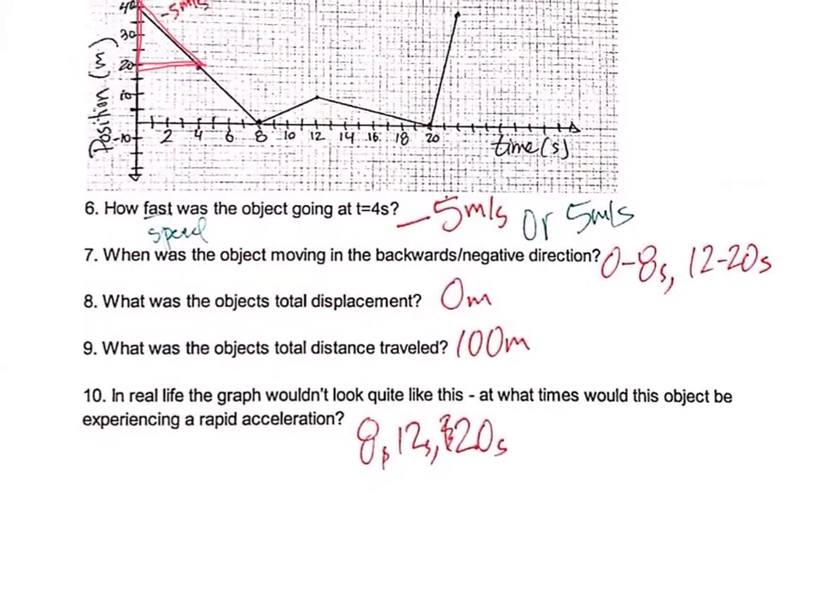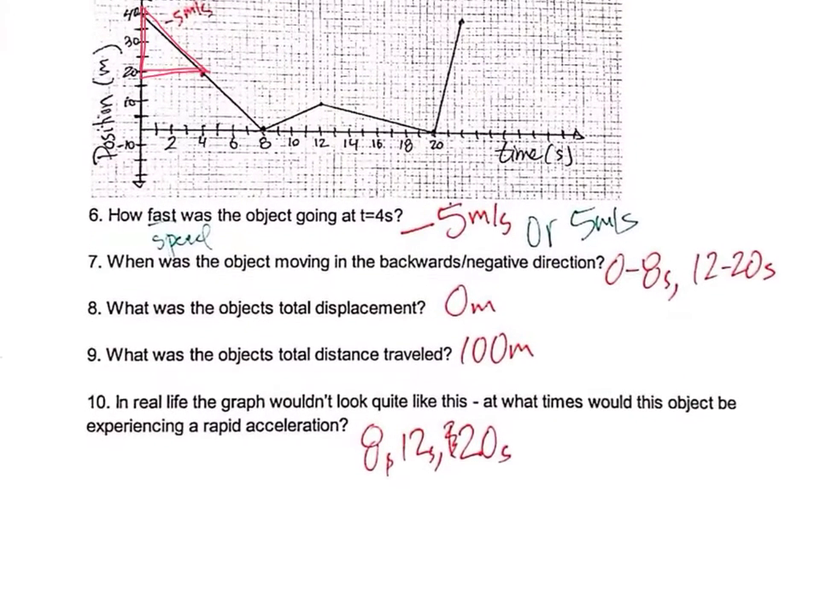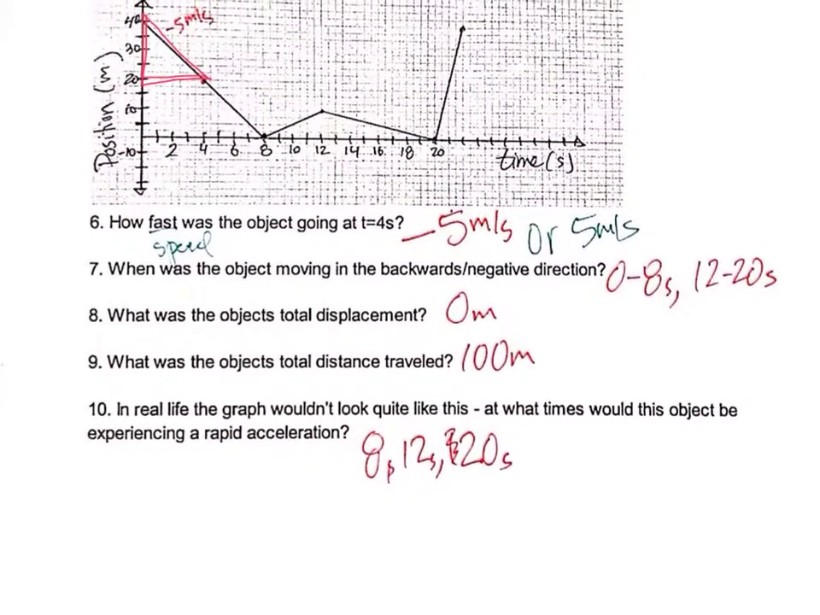Question number 9, what was the object's total distance traveled? So total distance: they go 40, they go 10, they go 10, they go 40. Total distance of 100 meters. And for question 10, in real life, the graph wouldn't look quite like this.